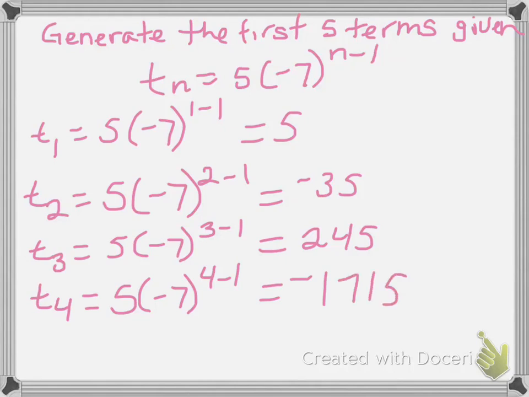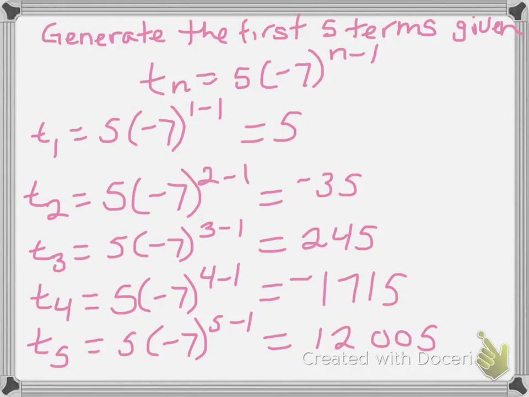1,715. And then it asks us for all 5, so our fifth term is equal to 5 times negative 7 to the power of 5 minus 1. That equals negative 7 to the power of 4 times 5 gives us, and you guessed it, it's going to be positive. It's going to be 12,005.